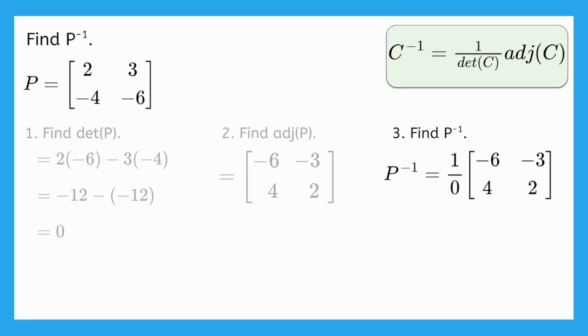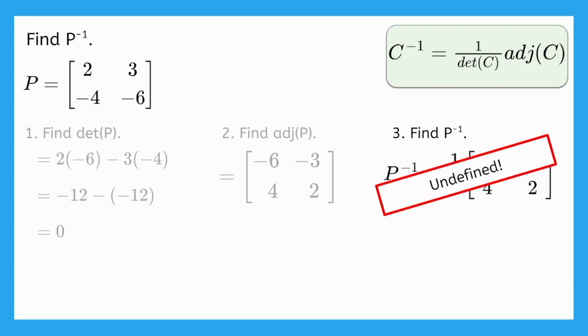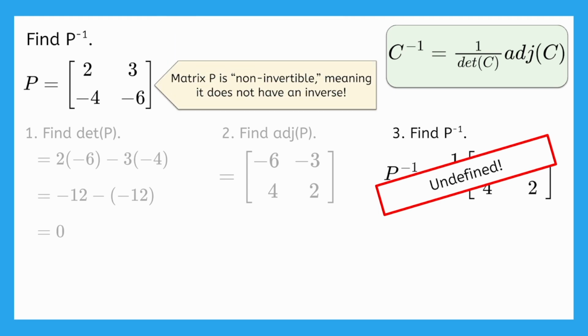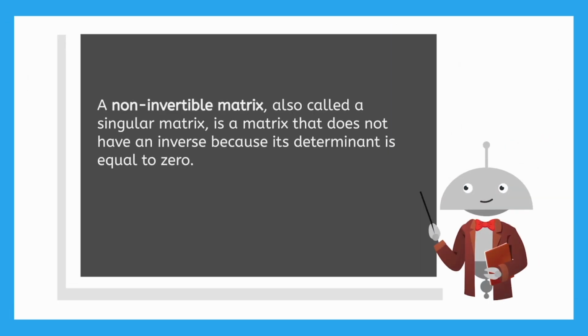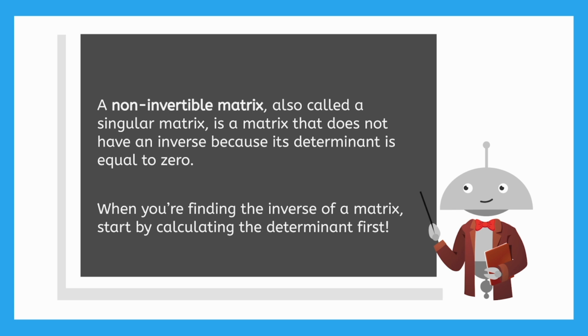Do you see the issue? We can't divide by 0. Dividing by 0 makes this undefined. This tells us that matrix P is what we call non-invertible, meaning it does not have an inverse. A non-invertible matrix, also called a singular matrix, is a matrix that does not have an inverse because its determinant is equal to 0. So when you're asked to find the inverse of a matrix, it's a good idea to start by calculating the determinant first.